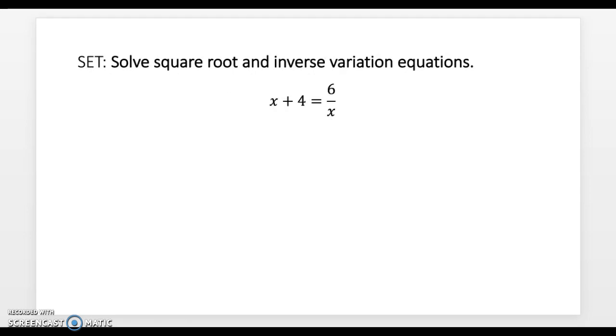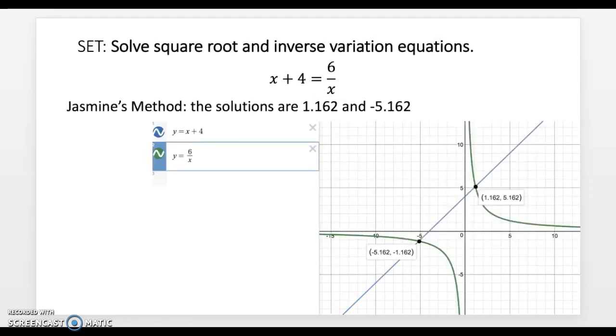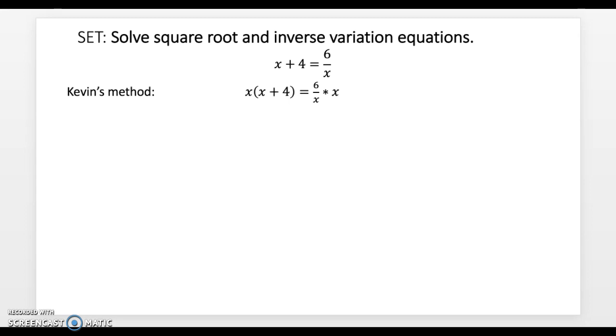Then we can do it with inverse variation equations. So if we do it Jasmine's way, we're just going to graph the two sides of the equation, x plus 4 equals y, and y equals 6 divided by x, and see where they intersect, which are at these two decimal answers. Or if we do it Kevin's method, we will multiply both sides by x to get it out of the denominator.